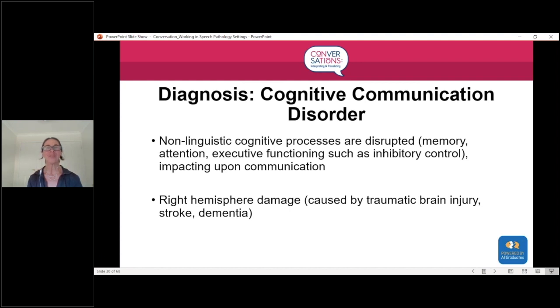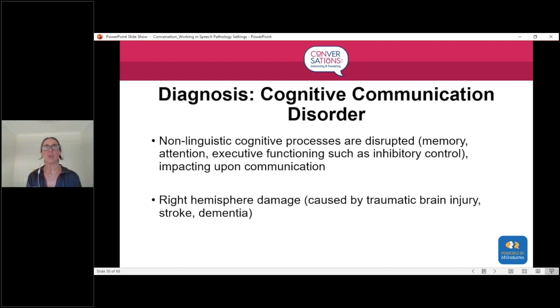So cognitive communication disorder is where the non-linguistic cognitive processes are disrupted. So we're talking here about things like memory, attention, executive functioning, that's things like inhibitory control. And these, although they are cognitive processes, not linguistic processes, they all support the communication process. So in order to communicate, you need memory, because you need to be able to remember what someone said to you and what you've said to them. Memory is essential for effective communication.